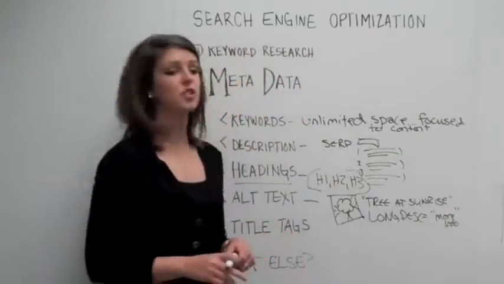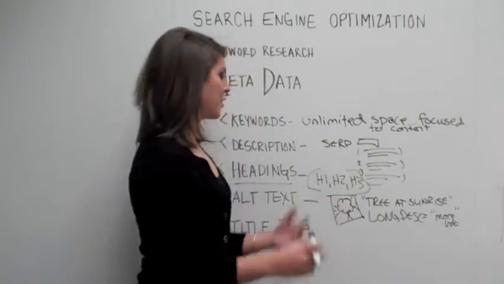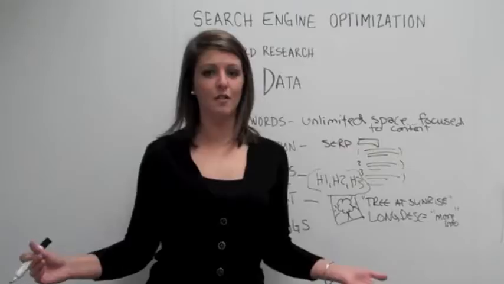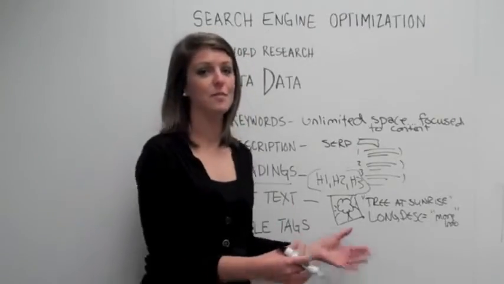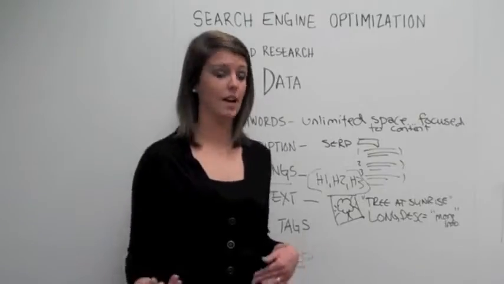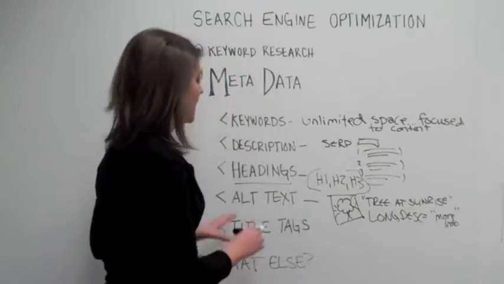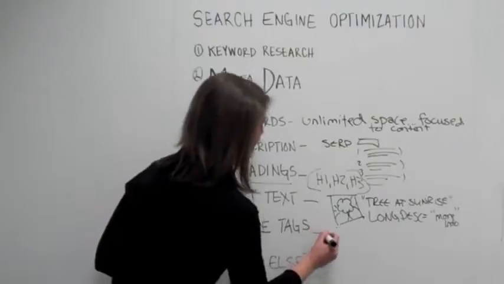So maybe this is a tree at sunrise right before a rainbow appeared over the Grand Canyon. That would be where you can add content that would maybe connect that image specifically to the content on your page. Title tags. This is a big one.